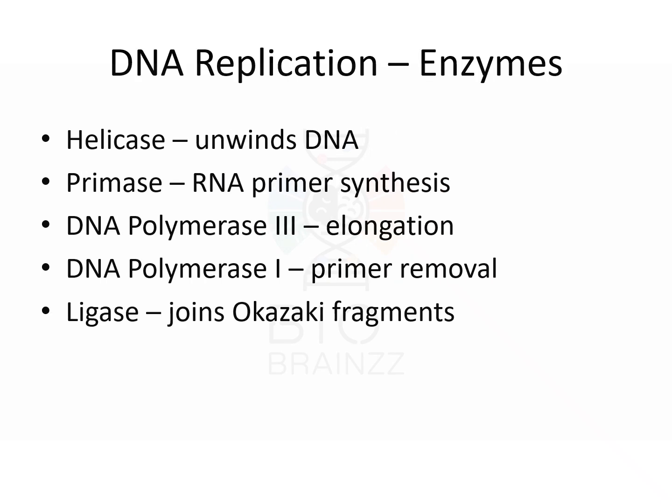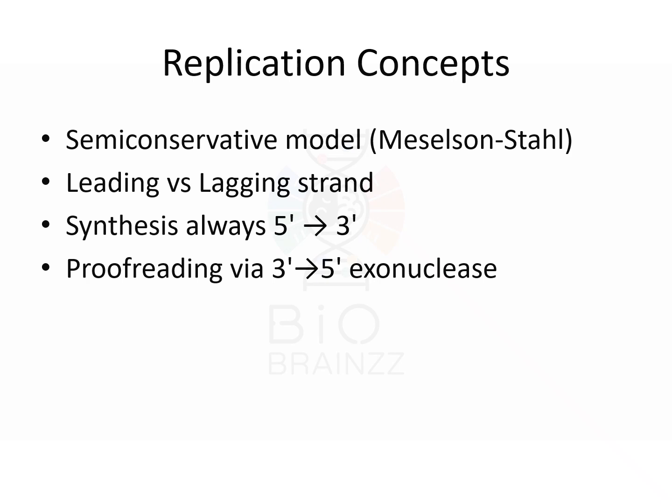DNA replication copies genetic information before cell division. Helicase unwinds DNA. Primase makes RNA primers. DNA polymerase adds nucleotides. DNA polymerase I replaces primers, and ligase joins fragments. Each enzyme has a specific role, and together they ensure accurate DNA copying.